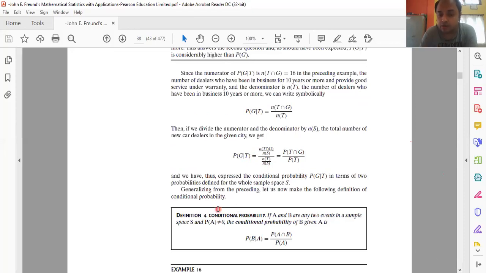So conditional probability goes like this: if capital A and capital B are any two events in a sample space capital S, and probability of A is not equal to 0, the conditional probability of B, given that A has already happened, is denoted by probability of B given A, which is equal to probability of A intersection B by probability of A. So we have got our formula of conditional probability.